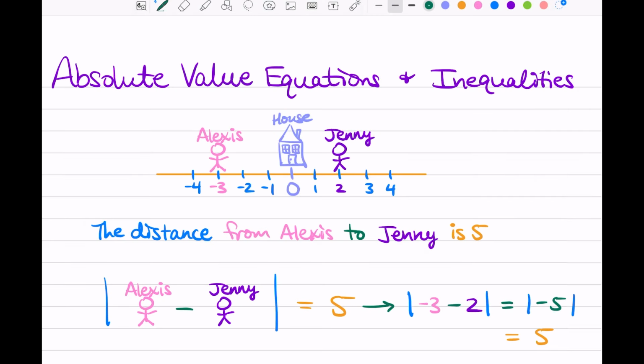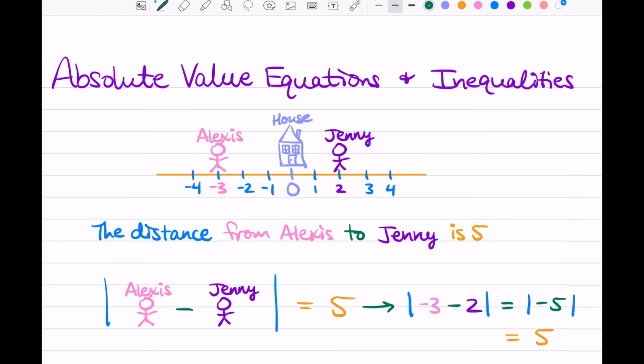In the previous video, we took a look at Alexis and Jenny on the number line, and we said that the distance from Alexis to Jenny is 5. And we represented this sentence using our absolute value symbol, where we had Alexis minus Jenny on the inside. We replaced Alexis and Jenny with their positions at -3 and 2, and then we found the positive difference, which is 5. That positive difference is our distance between them.